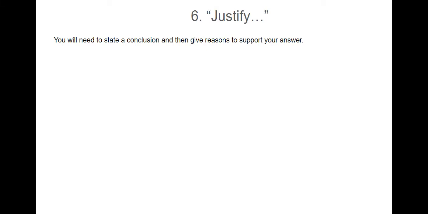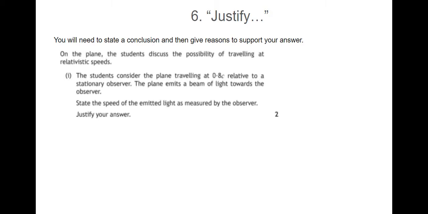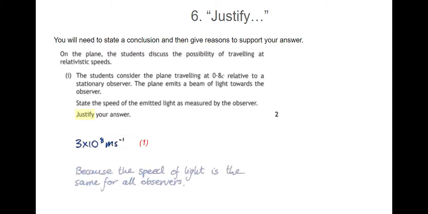Justify. You will need to state a conclusion and then give reasons to support your answer. So here, students are considering a plane traveling at 0.8 times the speed of light relative to a stationary observer. The plane emits a beam of light towards the observer. State the speed of the emitted light as measured by the observer. Justify your answer. So I get 1 mark for noting that the speed of light for the observer is 3 times 10 to the power of 8 meters per second. And I get my 2nd mark for saying because the speed of light is the same for all observers. That gets me my 2nd mark.